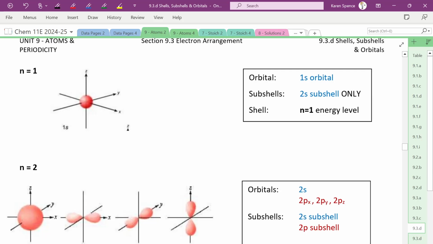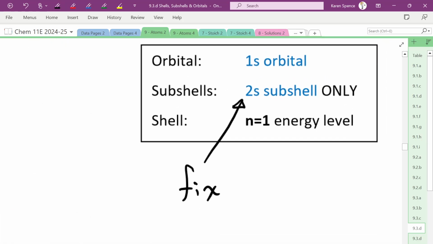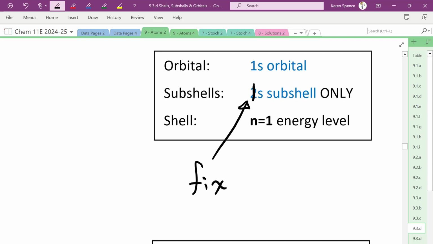Now here's our energy level 1. We just have a 1s orbital. That's it. Oh, and there's a typo over here. I need to fix this. The orbital is a 1s orbital, and it's not in the 2s subshell, is it? It's in the 1s subshell. Okay, so that was a typo. Please fix that one. And we are at energy level 1.